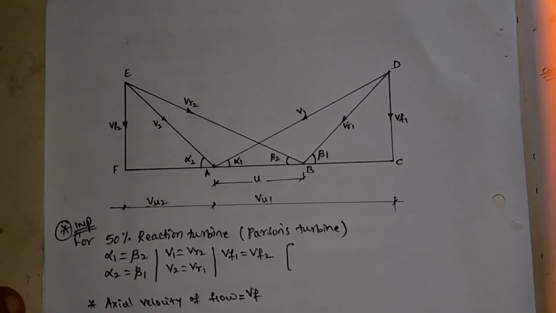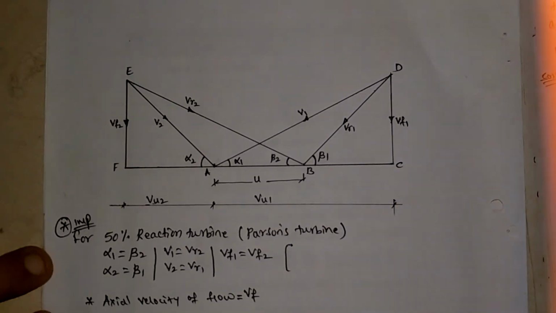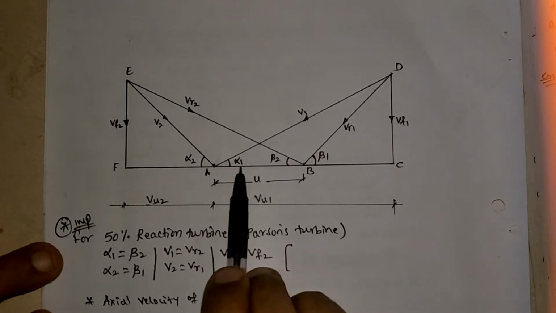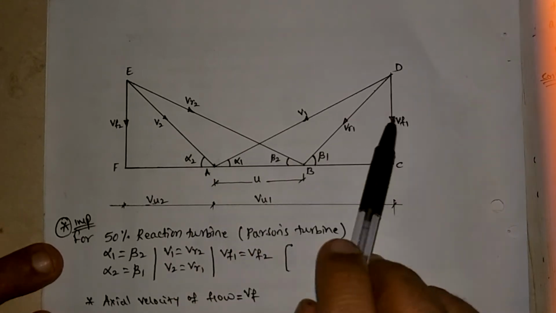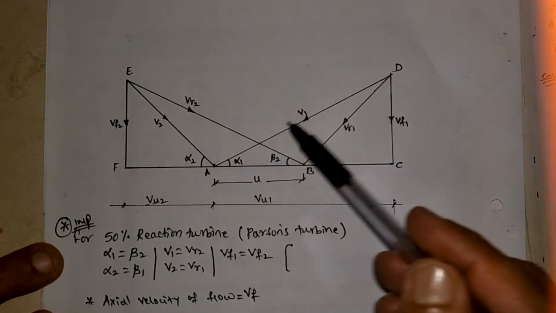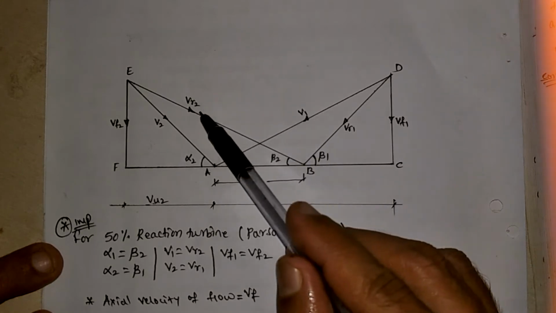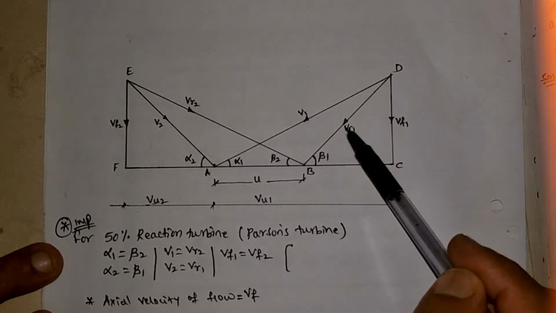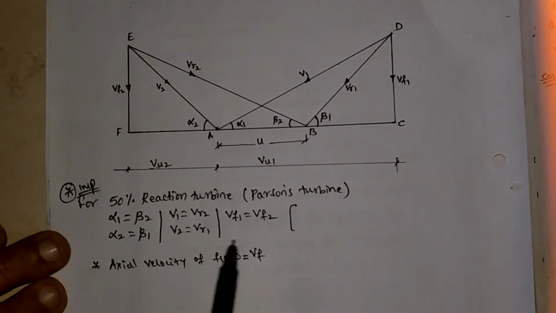So I have drawn a Parsons turbine here. You can see here alpha 1 is equal, these two angles are the same. Similarly, beta 1 and alpha 2 angles are the same here. So Vf1 is equal to Vf2. So these are also the same here. Similarly, V1 is equal to VR2, and V2 is equal to VR1. So again, all these conditions are to be satisfied for any 50% reaction turbine.